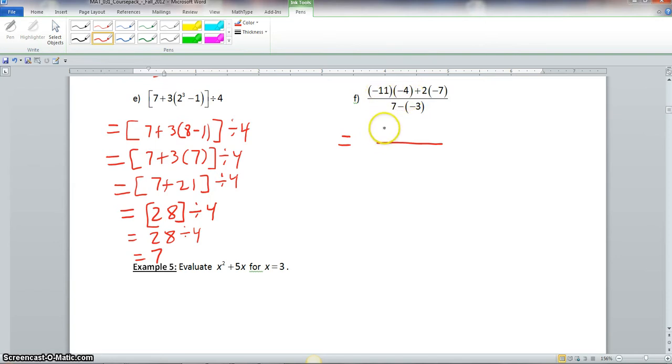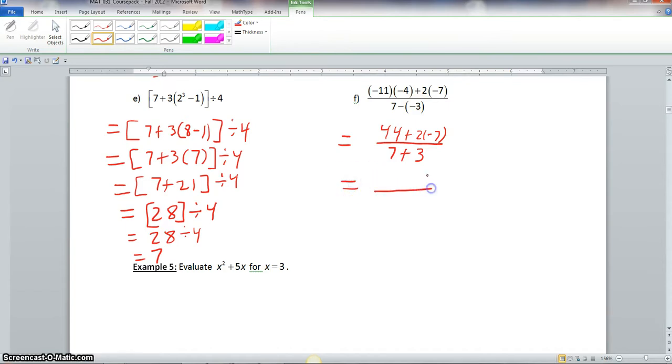Negative 11 times negative 4 is a positive 44, plus 2 times negative 7. Now in our denominator, because the denominator doesn't affect the numerator, we could do the operation in our denominator. 7 minus the parenthesis of negative 3 will be 7 plus 3, because we know this is the opposite of negative 3, which is positive 3.